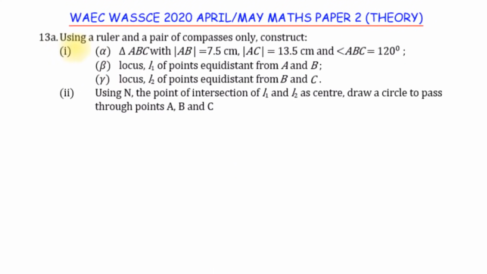In this theory paper from the WAEC 2020 exam, here is a question on construction in which we are asked to use a ruler and a pair of compasses only to construct, in the first case, a triangle ABC with line AB to be 7.5 centimeters, line AC to be 13.5 centimeters, and angle ABC to be 120 degrees.